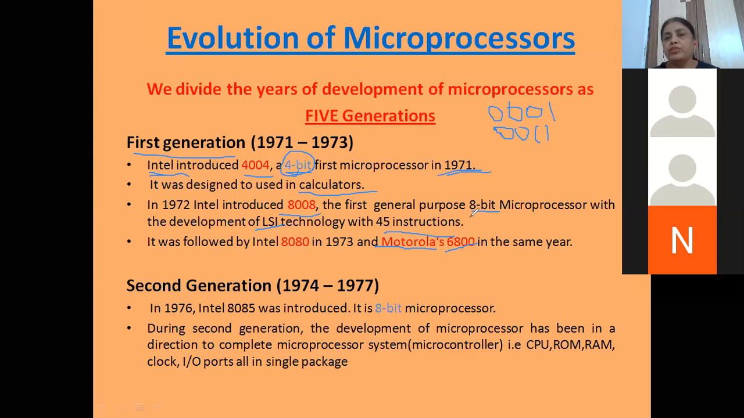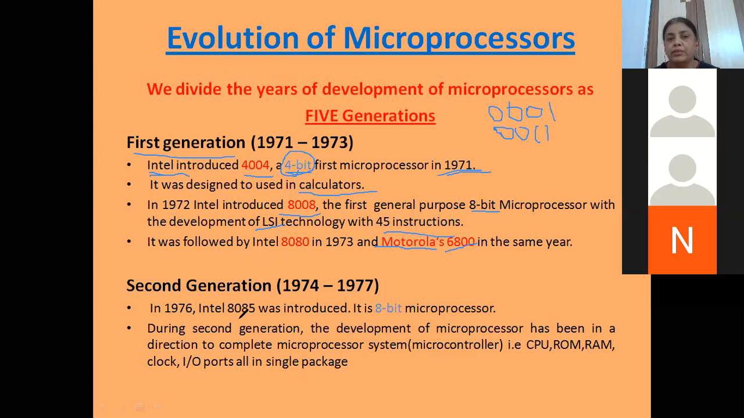So 8-bit means 2 raised to the power 8. How many combinations can I make? 256. Okay. Out of that, 45 they have used as instructions. Understood this concept? Now, second generation microprocessor.